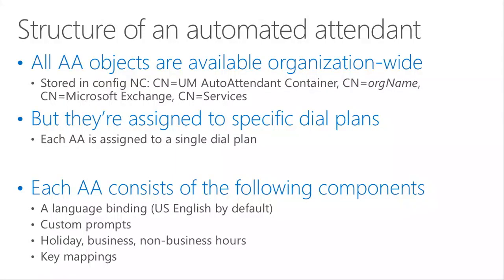You can say, okay, business hours are 8 to 5, Monday through Friday. Play greeting A. During non-business hours, play greeting B. When it's a holiday, play greeting C. That's good enough for the vast majority of what people want to do with these automated attendants. The other thing that's included are key mappings. This is an action table that says, okay, if the user presses or says this, then do that. You'll see something very similar to these key mappings, by the way, when you look at the guts of what's in a call answering rule, which we're going to talk about in a few minutes.